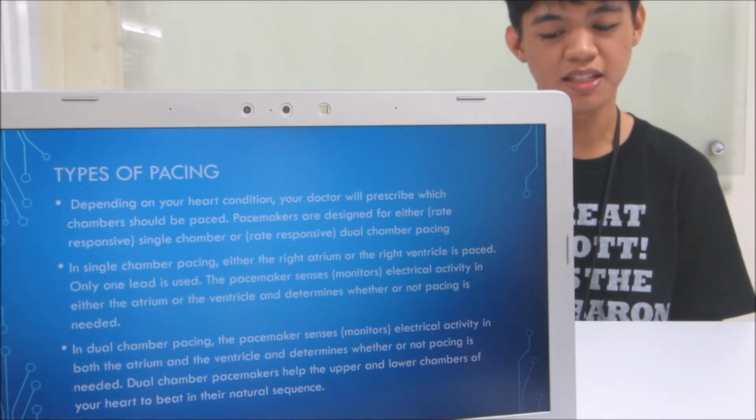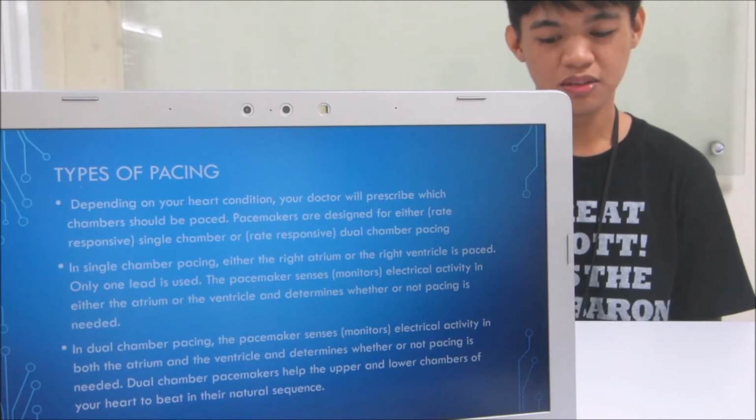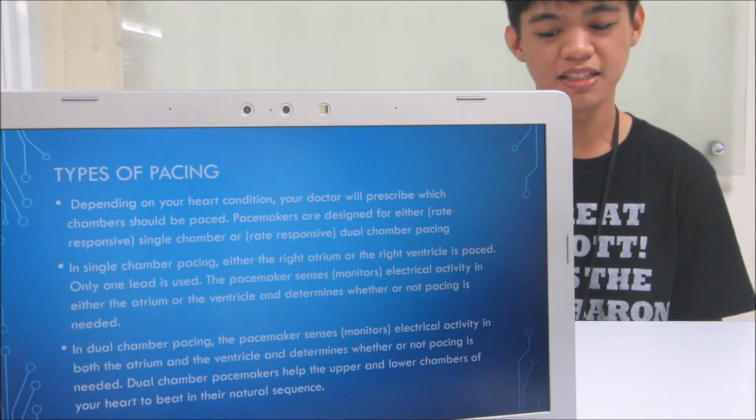The pacemaker senses or monitors electrical activity in either the atrium or the ventricle and determines whether or not pacing is needed. The second type of pacing is dual-chamber pacing. In dual-chamber pacing, the pacemaker senses electrical activity in both the atrium and the ventricle and determines whether or not pacing is needed. Dual-chamber pacemakers help the upper and lower chambers of your heart beat in their natural sequence.